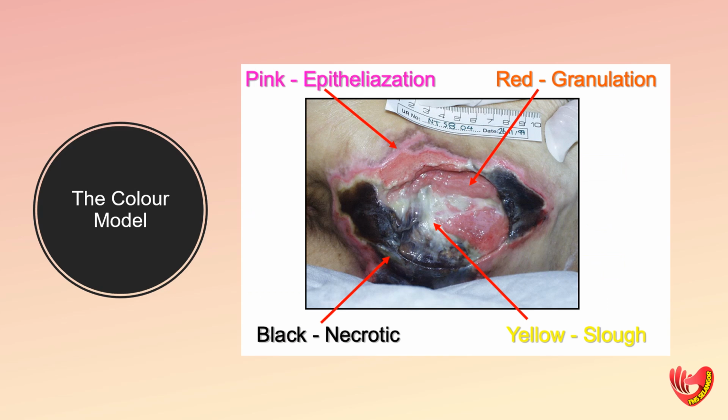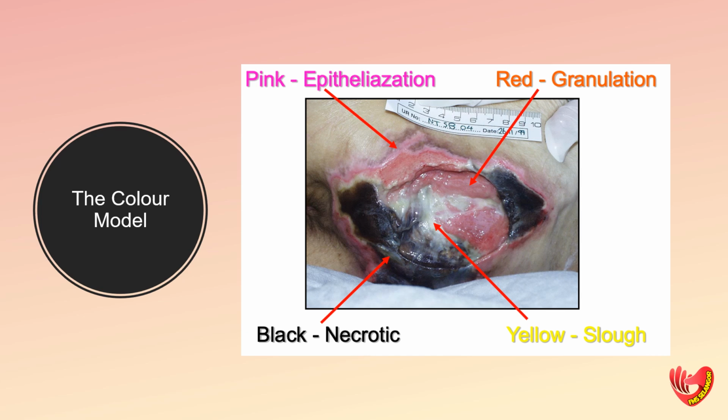Now let us learn about the color model. Each color represents different tissues description. Epithelial tissue appears pink or pearly white and wrinkles when touched. Occurs in the final stage of healing when the wound is covered by healthy epithelium.